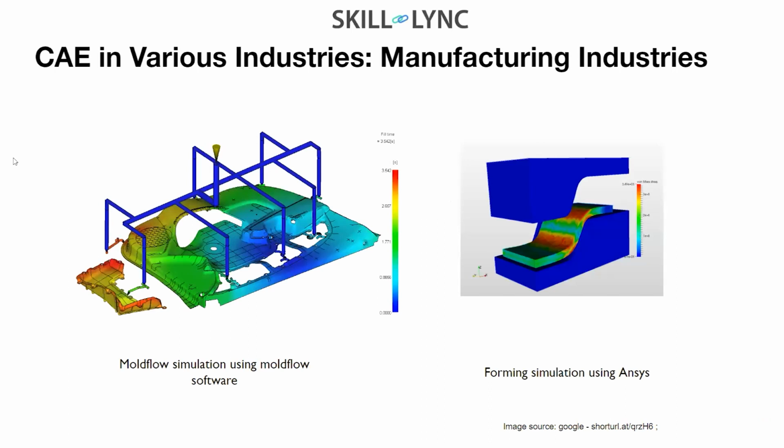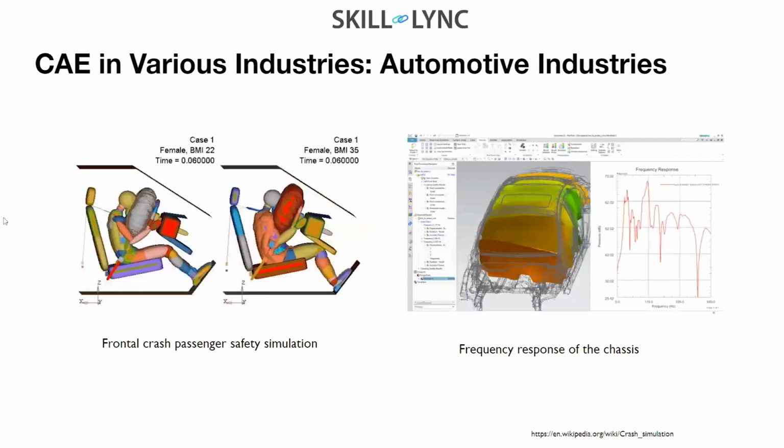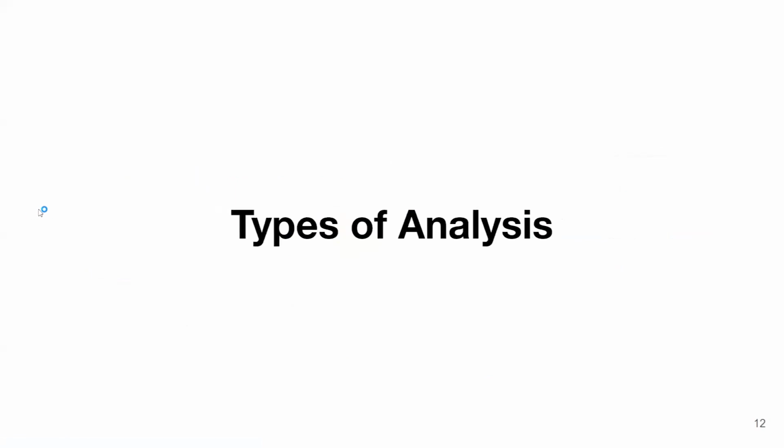Then, when you are learning something like computer aided engineering, you should understand what the benefits of it are, what the applications are, and what research and development is going on in a particular field. Computer aided engineering, or CAE, is used in various types of applications.